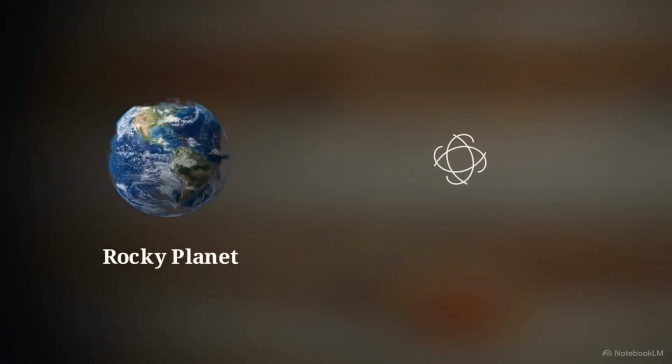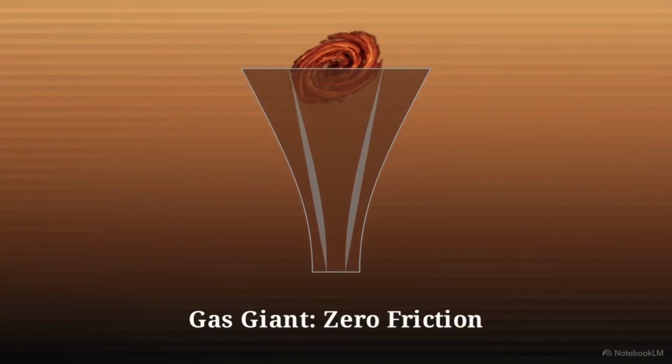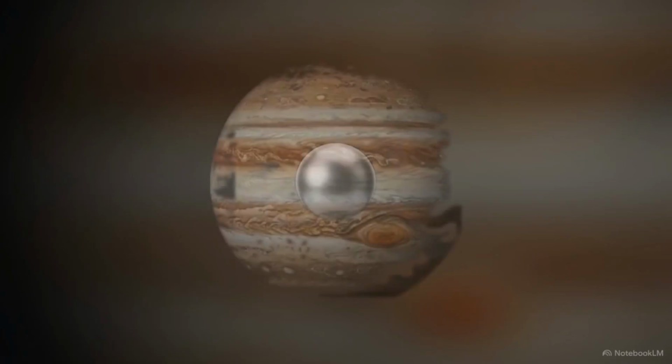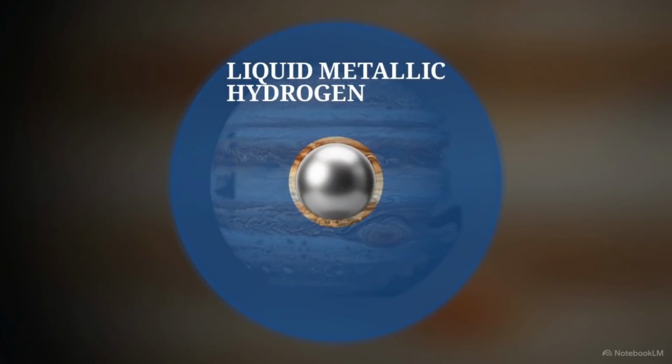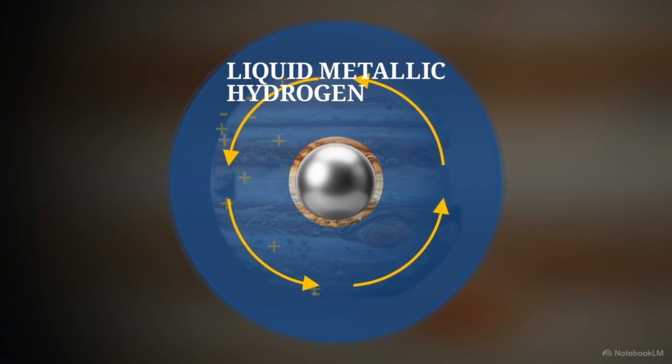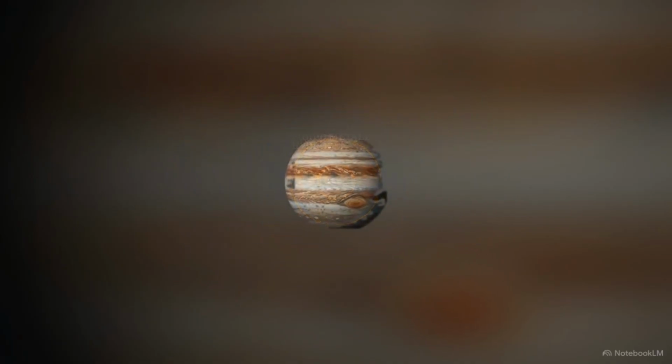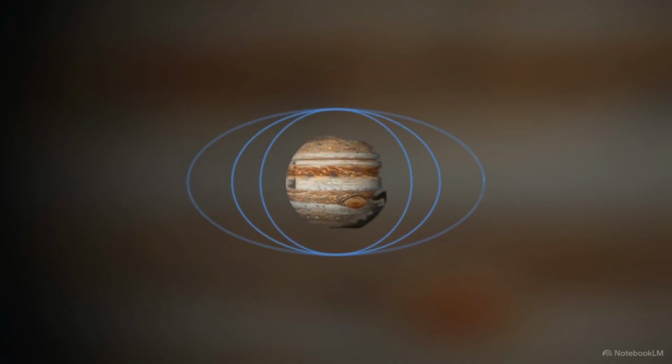On a rocky world, a storm eventually hits a landmass, loses its energy, and dies. Here, because there is absolutely zero solid land to cause friction, the vortex keeps feeding on atmospheric heat, continuing indefinitely. Deep beneath those endless storms, the pressure is so intense that hydrogen is squeezed into a liquid metal state. As this metallic fluid swirls around the core, it generates a massive electrical charge. This internal dynamo produces the strongest planetary magnetic field in the solar system, surging outward for millions of miles.